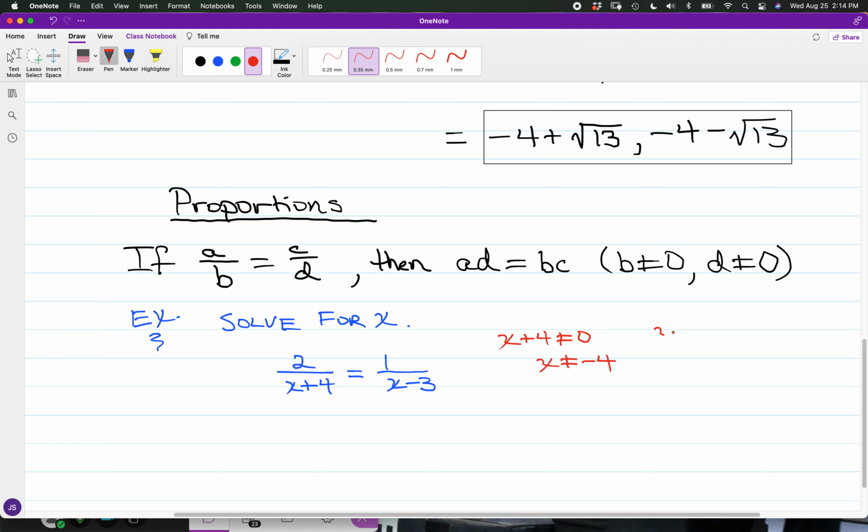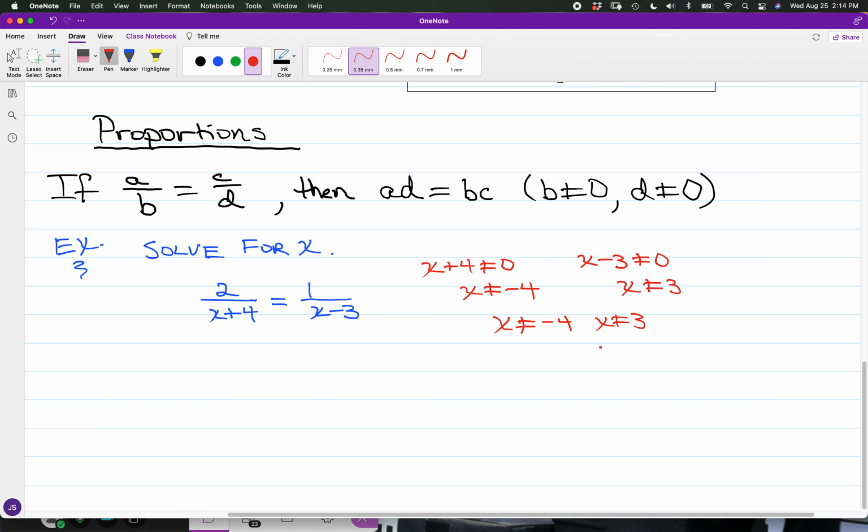Likewise, with the other ratio, the denominator cannot be 0, so x minus 3 cannot be 0. So x cannot be equal to 3. So x cannot be negative 4, and x cannot be 3. So we have those restrictions in play. Now, this is where the proportional cross products come to the scene. You have A over B represented by 2 over x plus 4, and C over D represented by 1 over x minus 3.